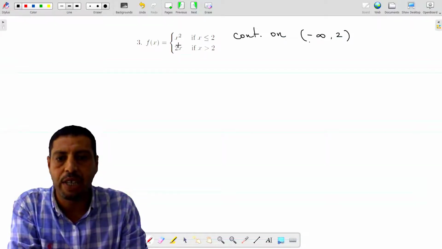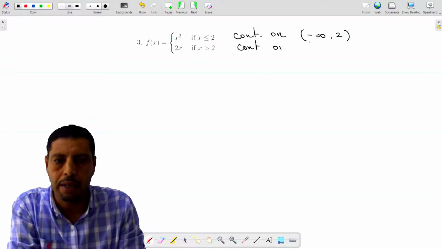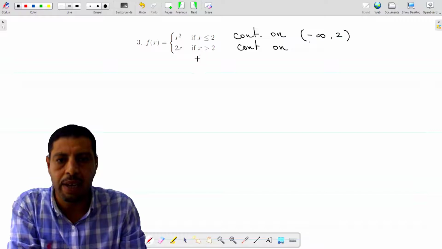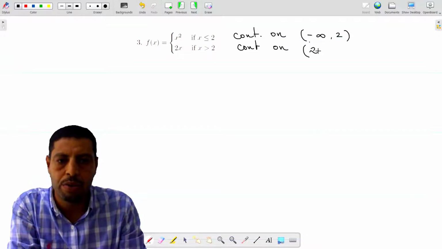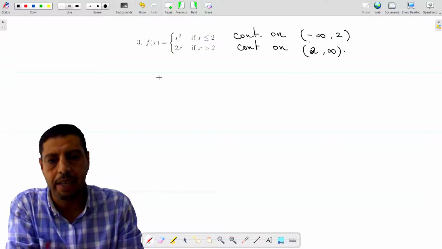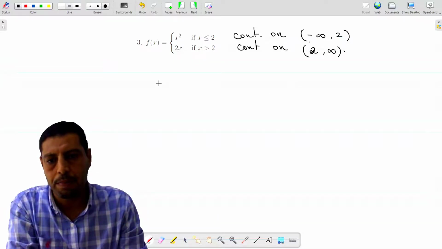The second function, which is 2x, is also continuous on the interval x greater than 2. It means the interval 2 to infinity. Again, here I will keep the interval open at 2 because I have to check at the point x equals 2 separately. Now, we're gonna check for x equals 2.